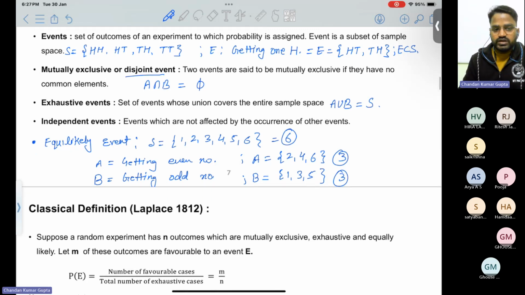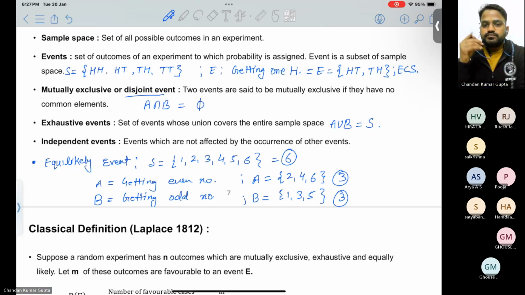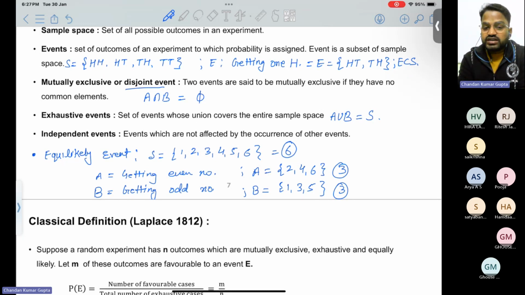Now, independent events. What is an independent event? Can anyone define independent events? Okay, if the occurrence of one event does not affect the occurrence of another event, then they are said to be independent events.